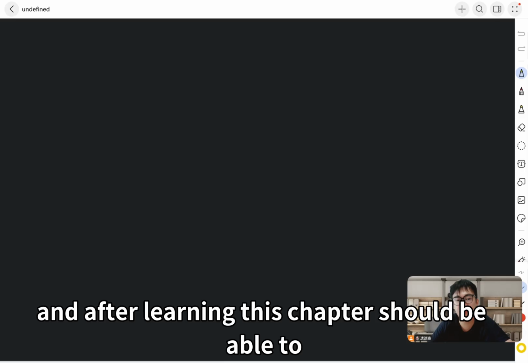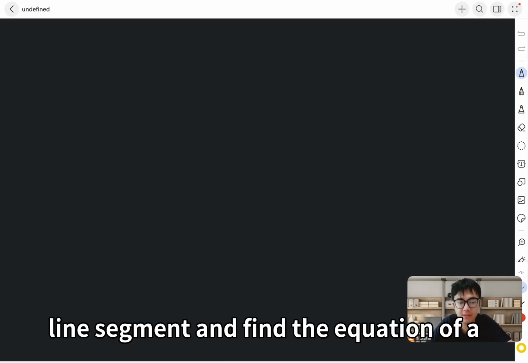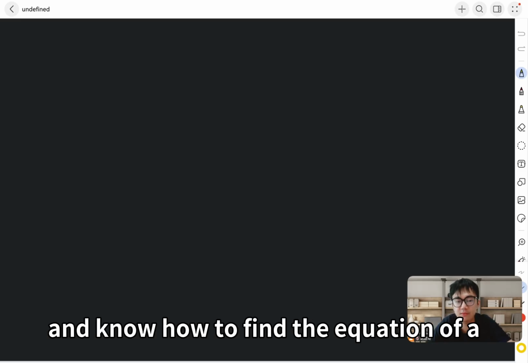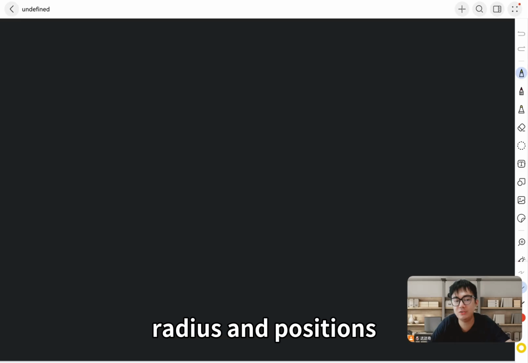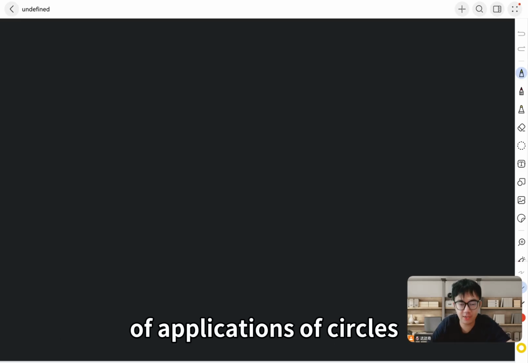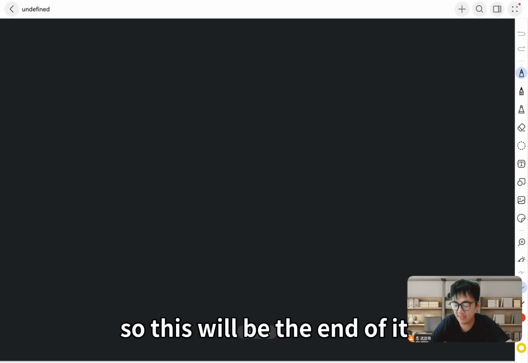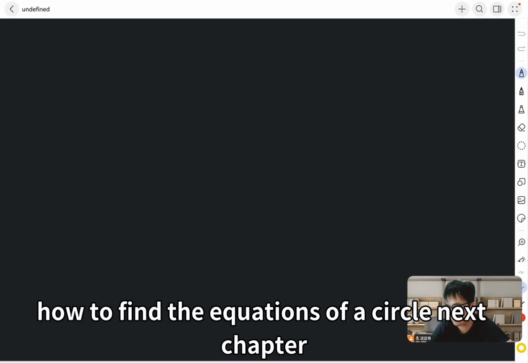After learning this chapter, you should be able to find the midpoint of a line segment, find the equation of a perpendicular bisector of a line segment, and know how to find the equation of a circle with different centers, radii, and positions. And you have to learn many more applications of circles. So this will be the end of it. Let's dive into how to find the equation of a circle in the next chapter.